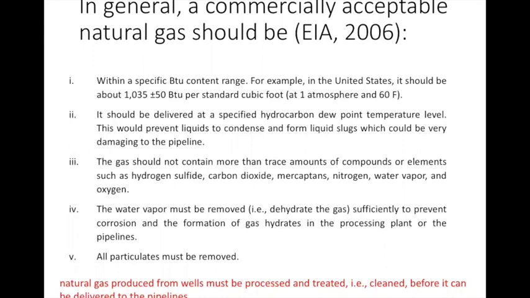And then all the particulates must be removed, right? In the end, we can say that natural gas produced from the well must be processed and treated. That is, it should be clean before it can be delivered to the pipelines. So it is the pipeline requirements as well as the consumer-based requirements which allow you to design this separator accordingly.